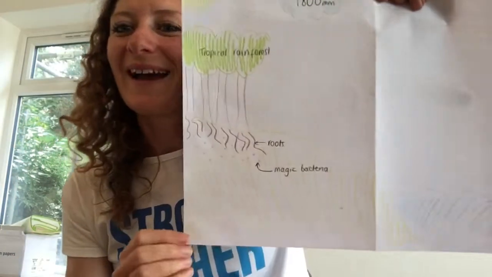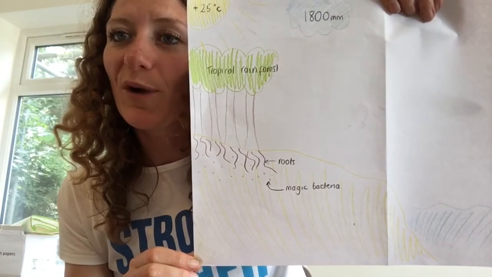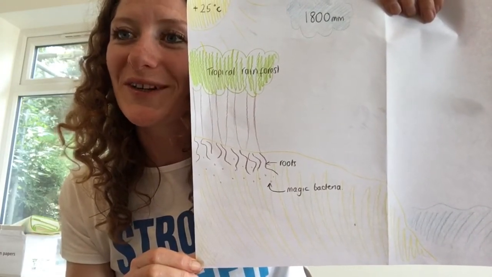I'm going to put roots at the bottom. And then we're going to call it magic bacteria, okay? Because it is so special and it is the only place in the world that that's found. So add these labels to your diagram, finish your drawing of your trees. We're going to pause the video and I'll come back to you in just a second.